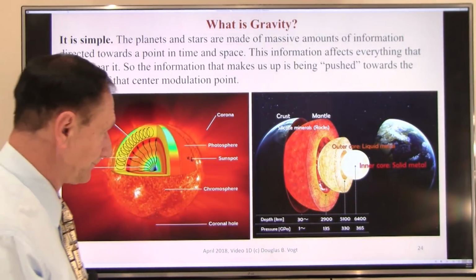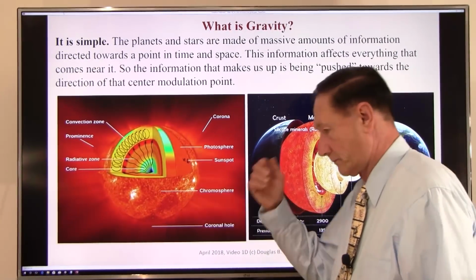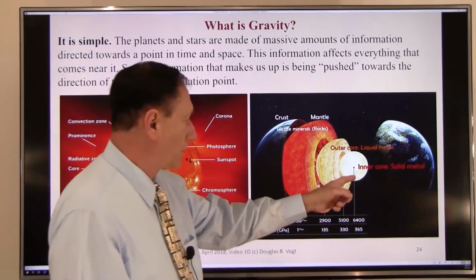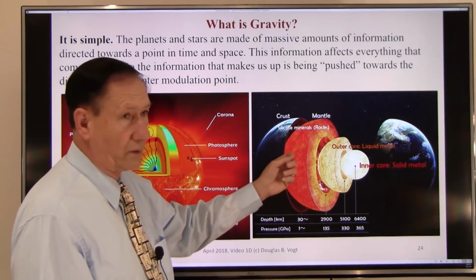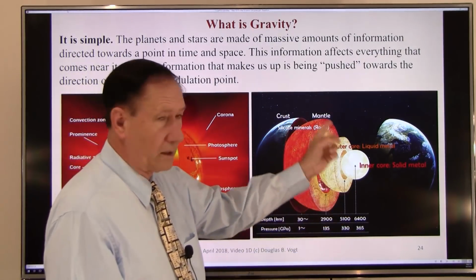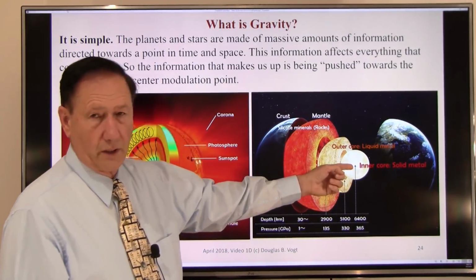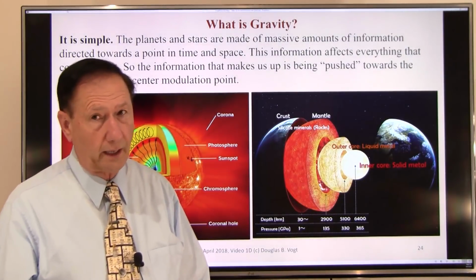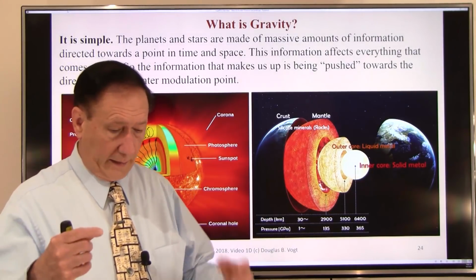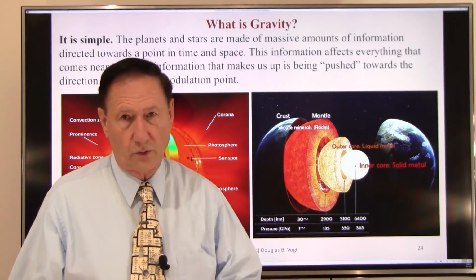Okay, what is gravity? Earth, sun. Okay, so what is gravity? I'll focus on the Earth right now. A tremendous amount of information makes up this center modulation point, and in turn the planet. That information will affect everything that comes near it. In essence, it pushes our information towards the center of the center modulation point. That's why when you stand on a scale, you're measuring the effect of our Earth's information in the area you're standing, plus how much mass you've got, your information, as it goes towards the center of the Earth.